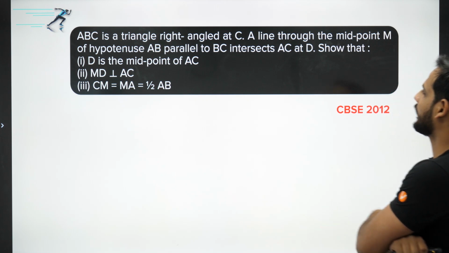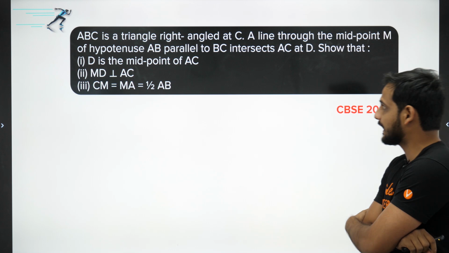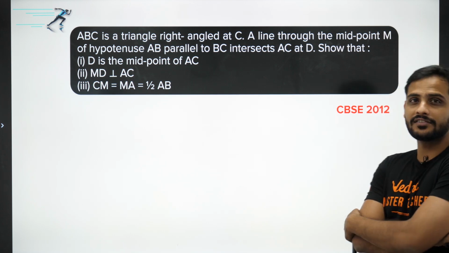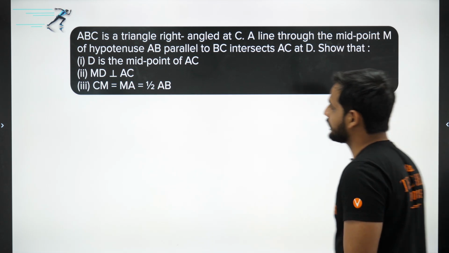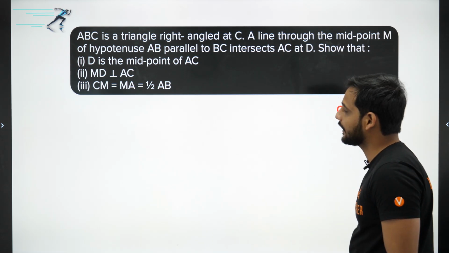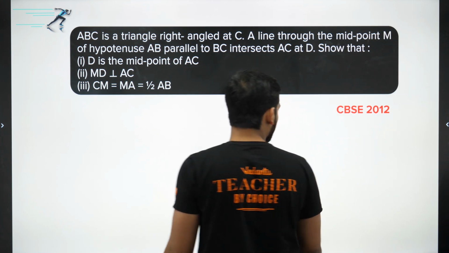ABC is a triangle right angled at C. A line through the midpoint M of hypotenuse AB parallel to BC intersects AC at D. Show that D is the midpoint of AC, MD is perpendicular to AC, and CM is equal to MA is equal to half of AB. So what is the question asking you?